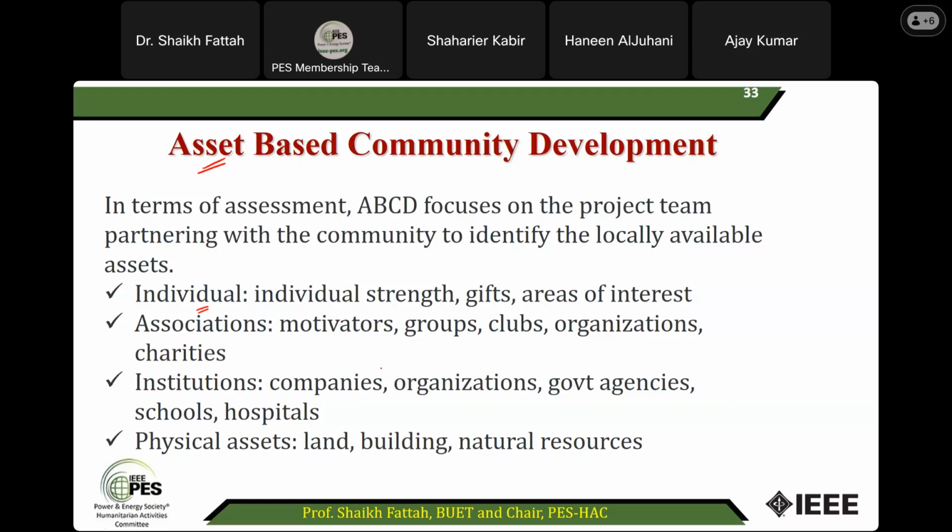Associations, like, okay, they have strong groups or organizations. That is also important. Institutions, so organizations, government agencies, hospitals, that is also important. Physical assets, land, building. So these are the different types of assets. So you can consider, and depending on that, you can plan to utilize them.